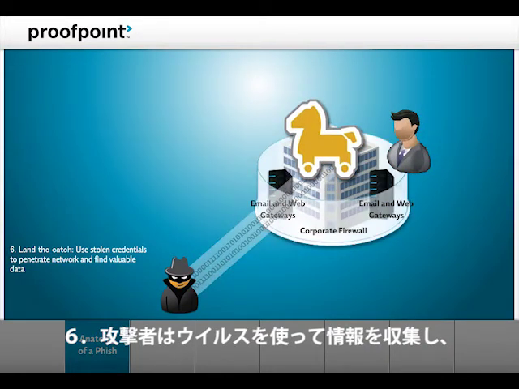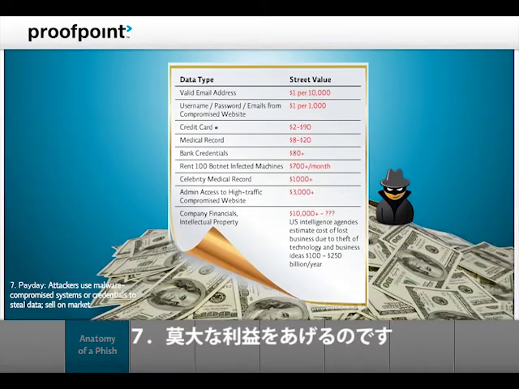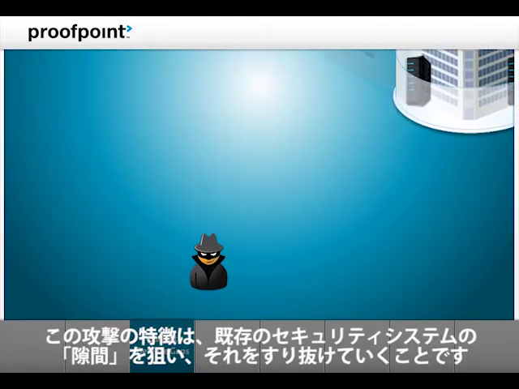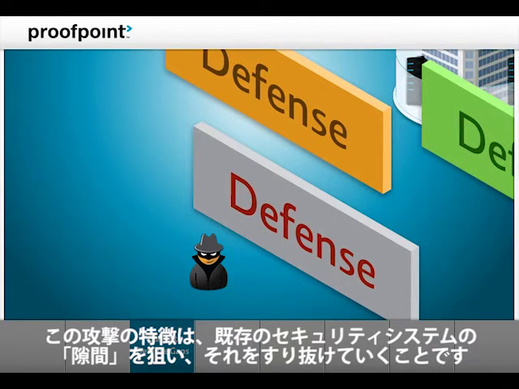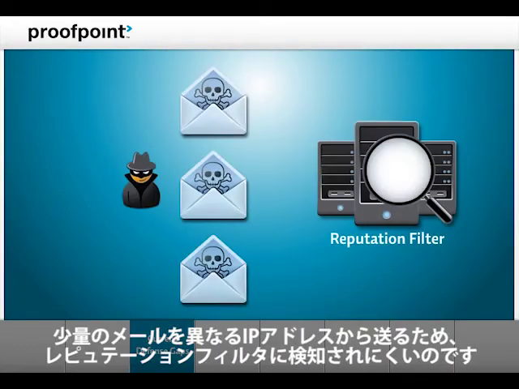Having successfully planted a Trojan or obtained user credentials, the attacker is now free to roam your organization's network and obtain data. The attacker then proceeds to reap the very profitable results of that data theft. This attack is made possible because there are gaps in existing product coverage. Attackers exploit gaps between these point defense products.